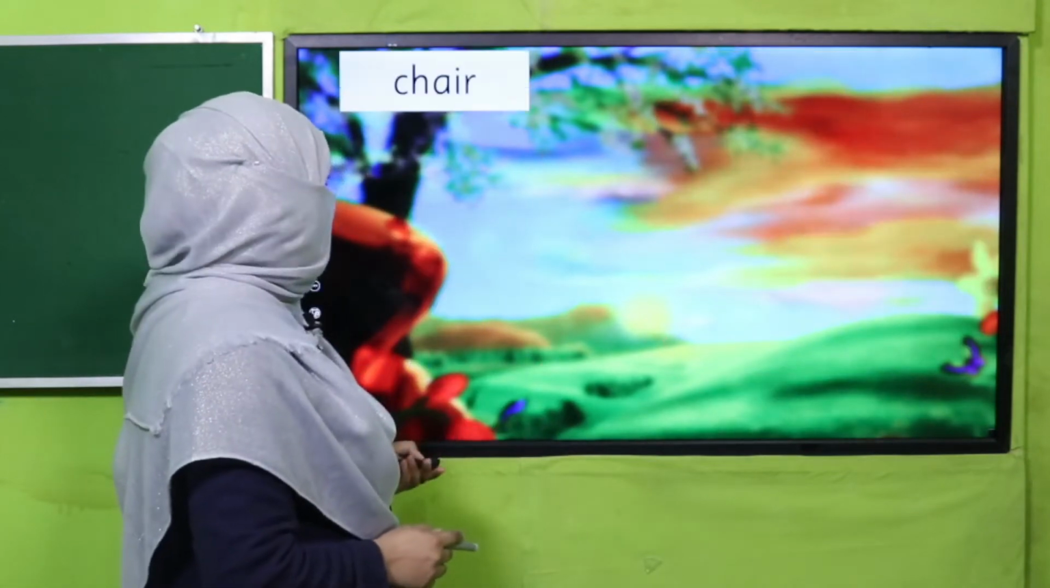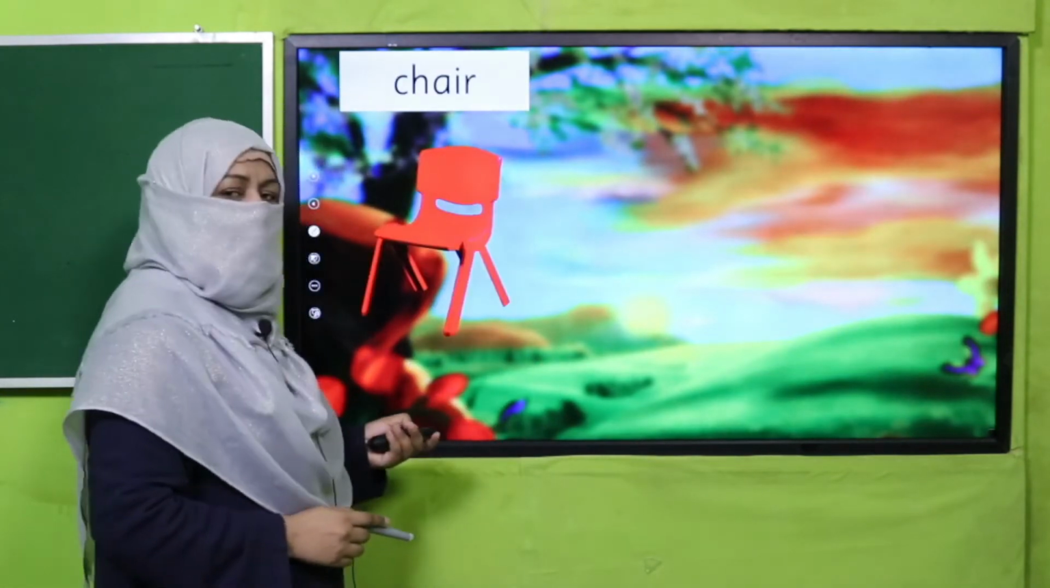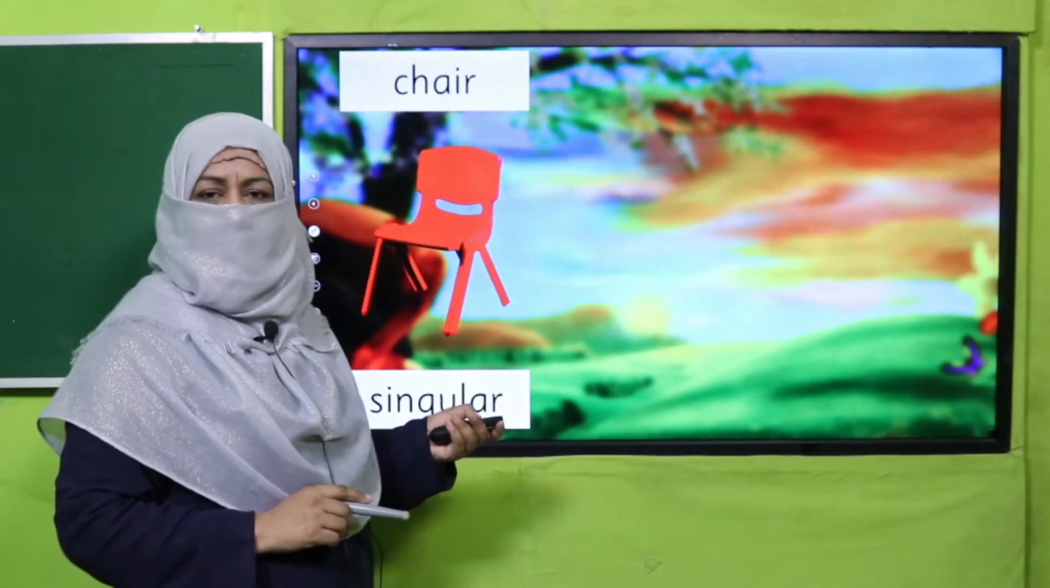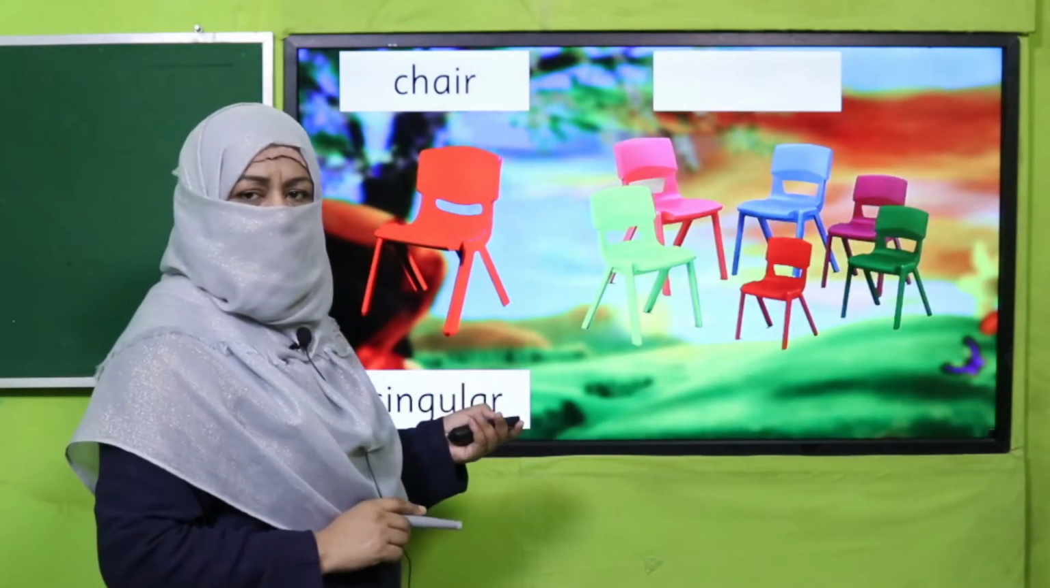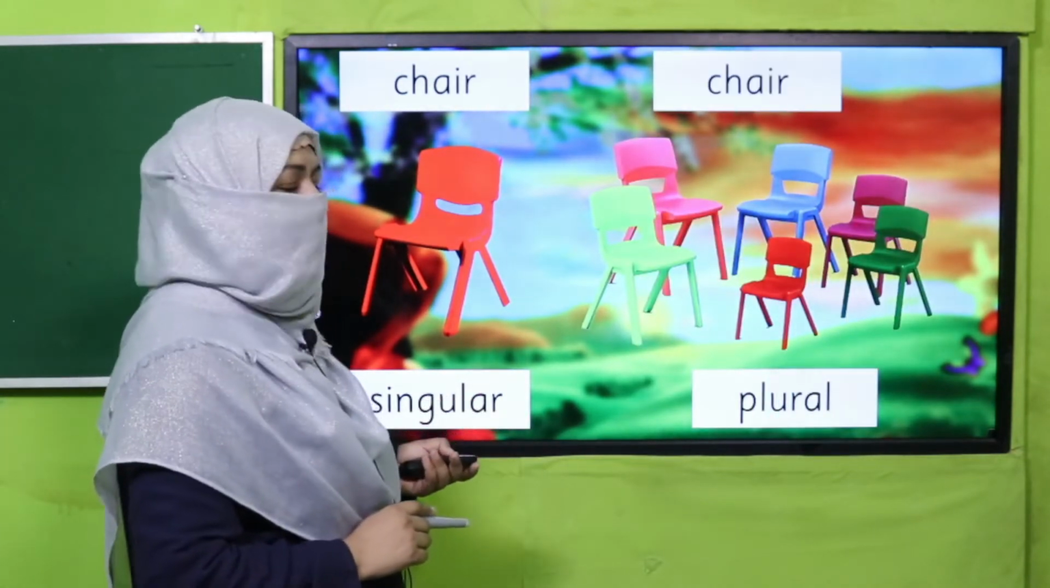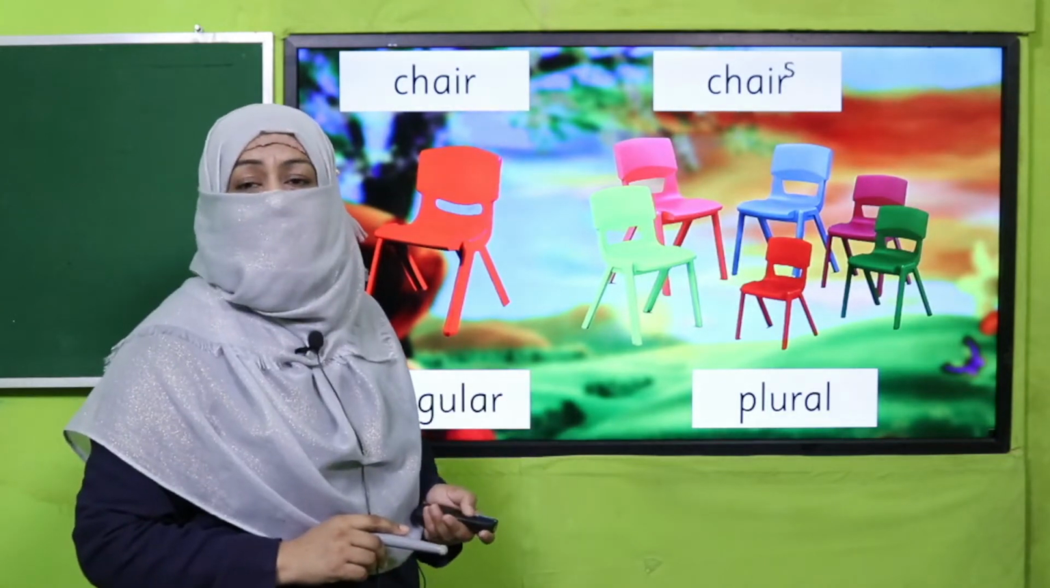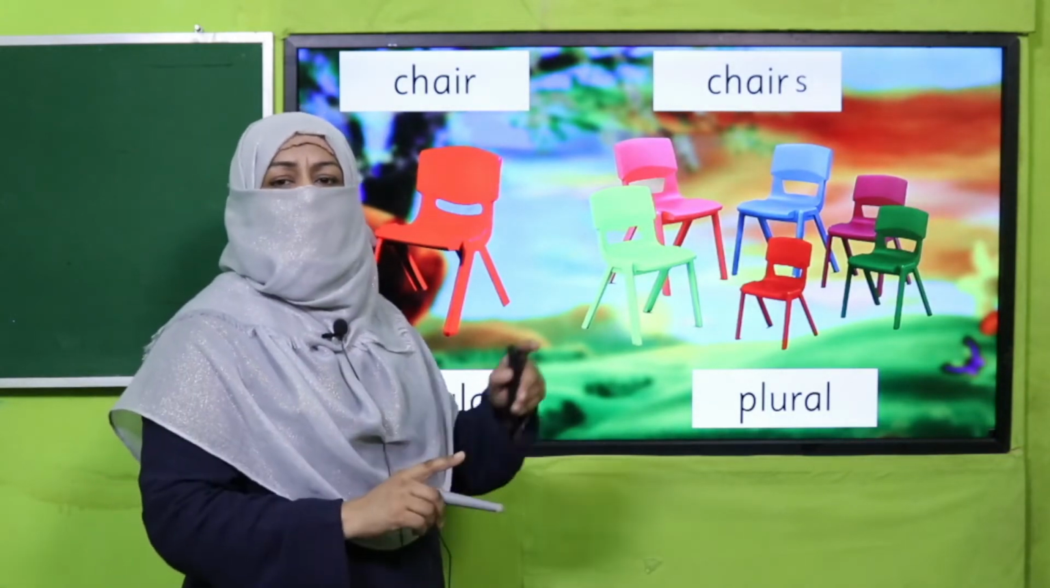Okay, the next example is chair. It's one, that's why it's singular. If there are more than one, they are plural, and to make its plural, what do we do? We add s, and it's another example of a regular noun.